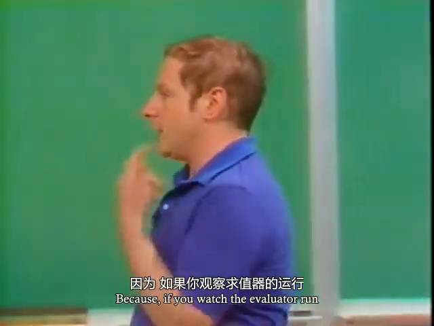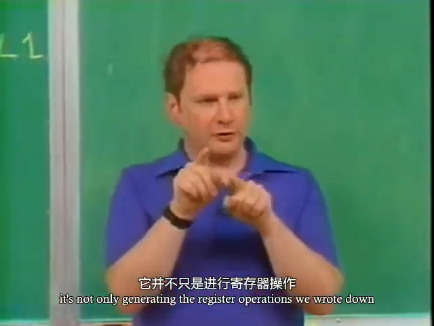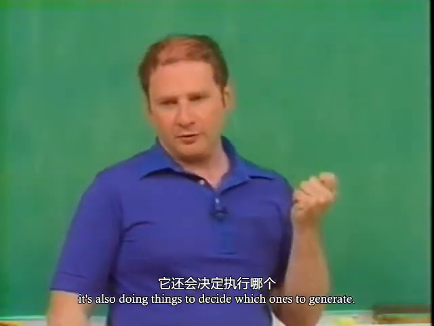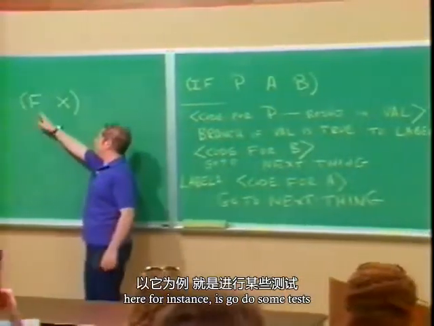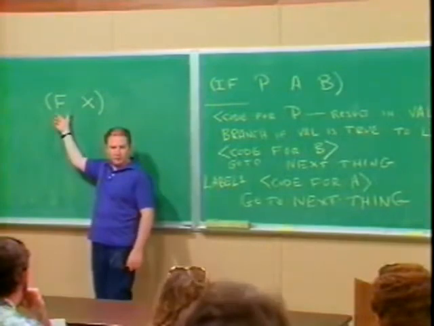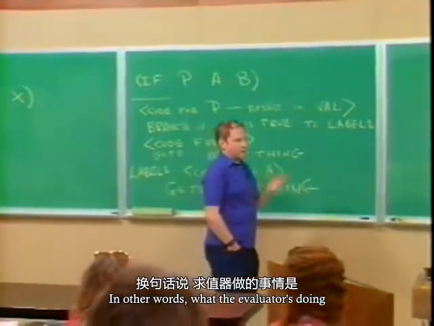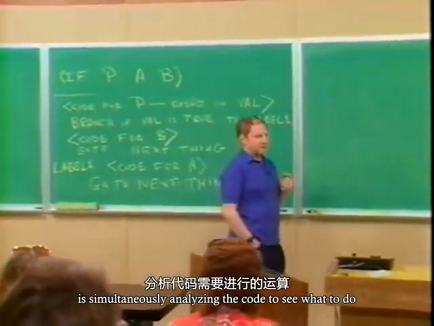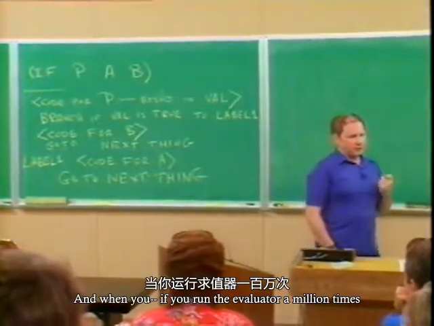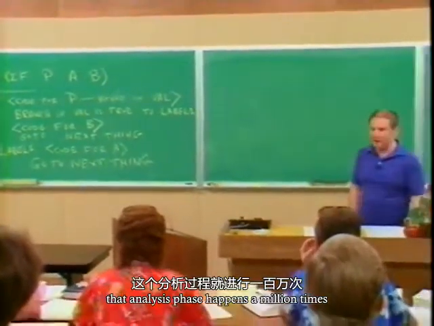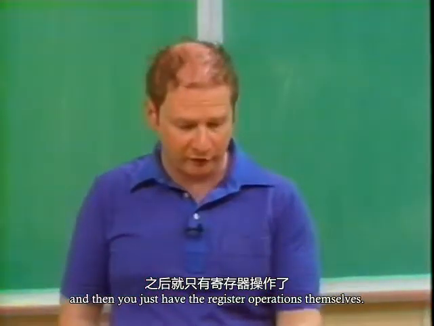Because if you watch the evaluator run, it's not only generating the register operations we wrote down, it's also doing things to decide which ones to generate. So the very first thing it does, say here, for instance, is go do some tests and decide that this is an application, and then branch off to the place that handles applications. In other words, what the evaluator is doing is simultaneously analyzing the code to see what to do and running these operations. And if you run the evaluator a million times, that analysis phase happens a million times. Whereas in the compiler, it's happened once, and then you just have the register operations themselves.